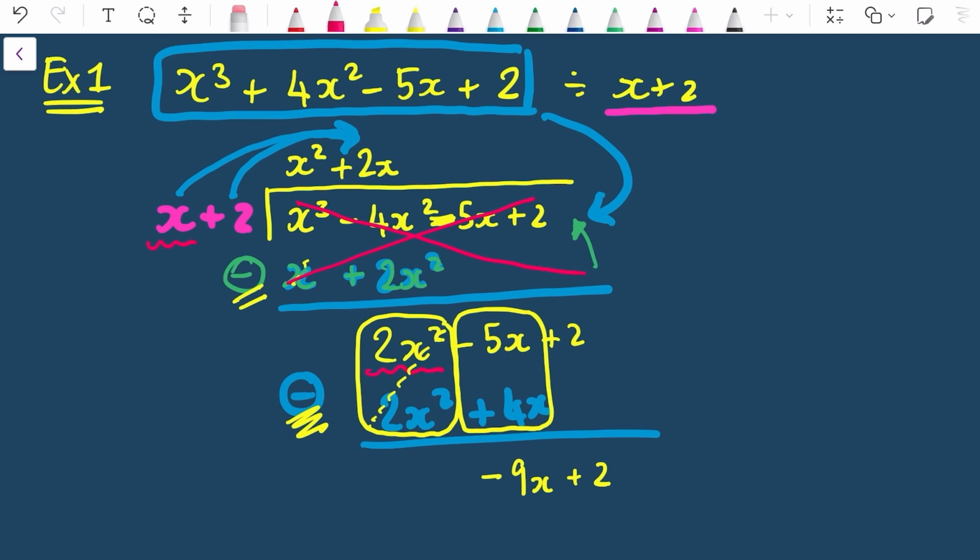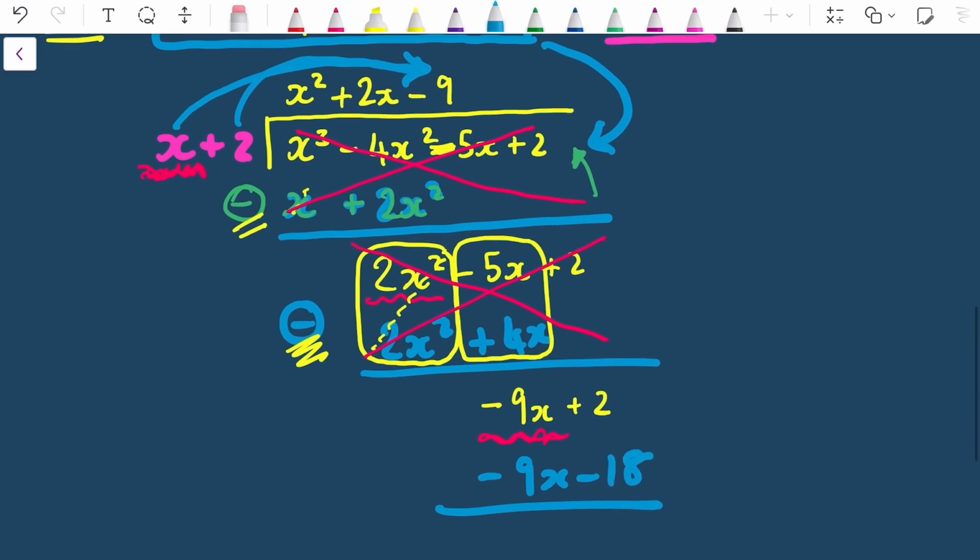And now again, we're kind of done with this bit, and this becomes our focus. And then I repeat the process from before. I say, what must I multiply x by to get negative 9x? And the answer to that is obviously negative 9. So I then go and do this. I say x multiplied by negative 9 gives me minus 9x, and 2 multiplied by negative 9 gives me negative 18. And then I must remember I'm subtracting.